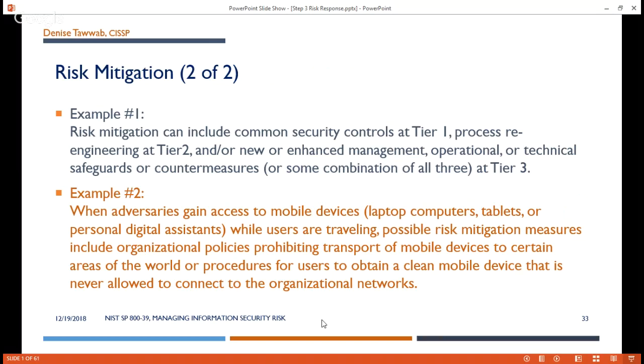Example two of risk mitigation. When adversaries gain access to mobile devices, that's your laptops, computers, tablets, while users are traveling, possible risk mitigation measures include policies that prohibit transport of mobile devices to certain areas of the world, or procedures for users to obtain a clean mobile device that is never allowed to connect to the network.